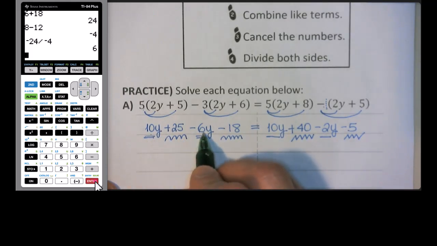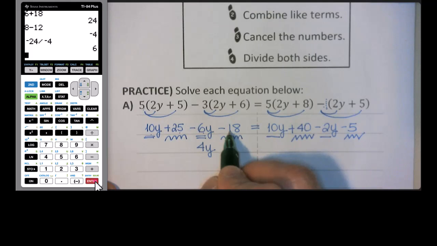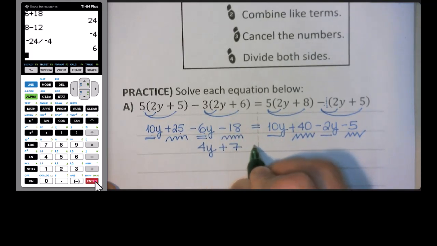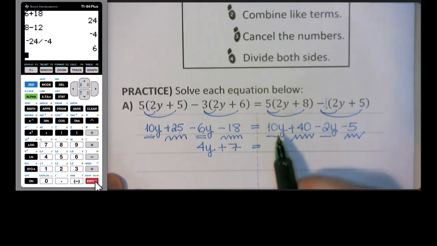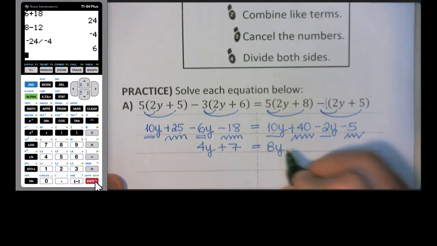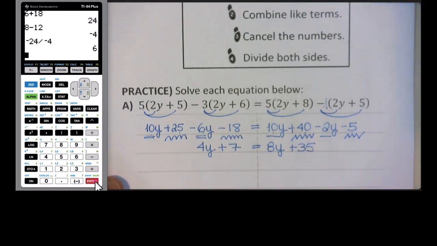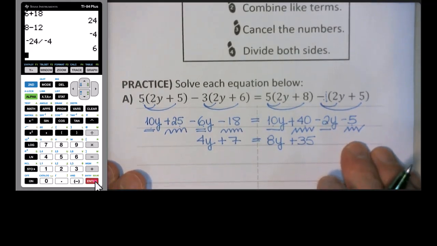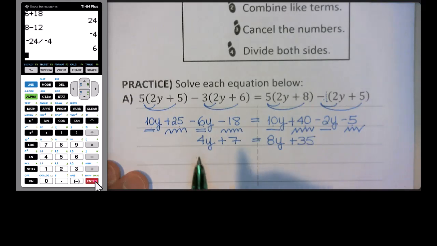So 10 minus 16 is 4y. 25 minus 18 is positive 7. On the other side, 10 minus 2 is 8y. And 40 minus 5 is positive 35. Good. Now that we combined like terms, now it's time to cancel.